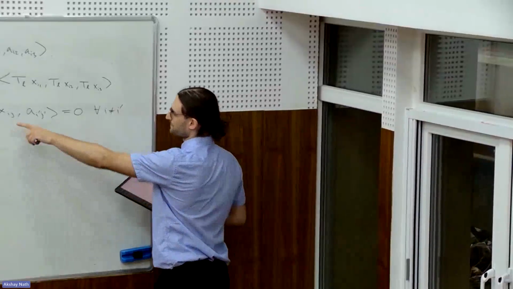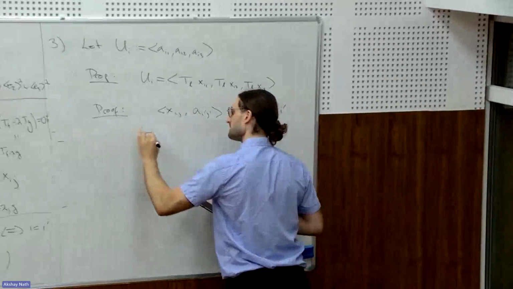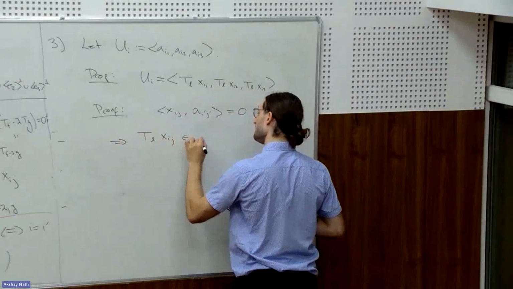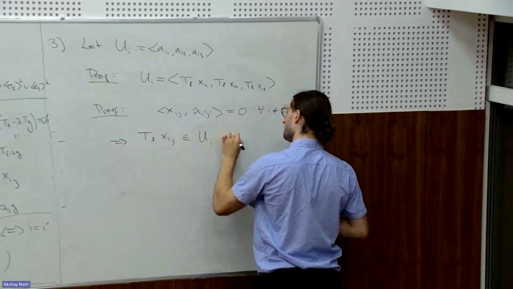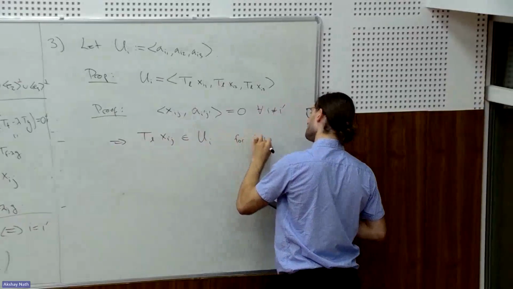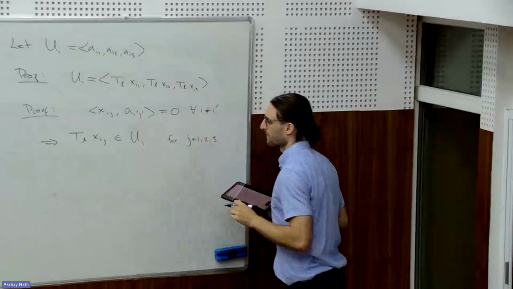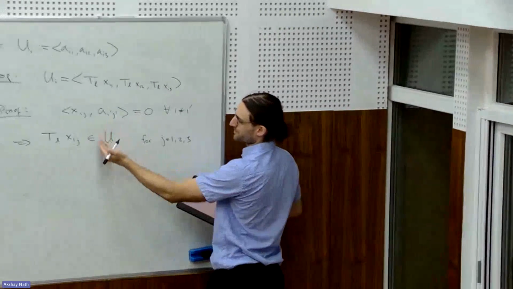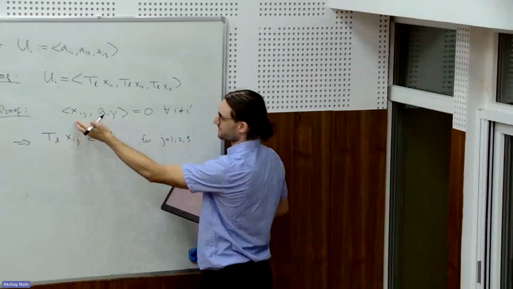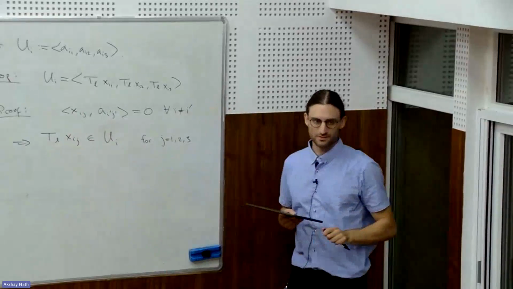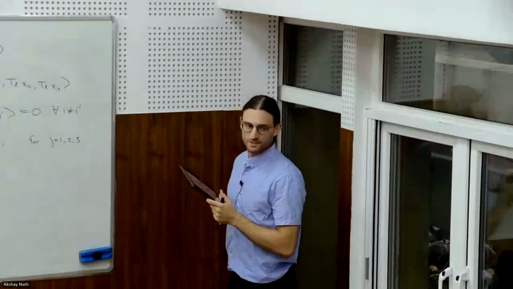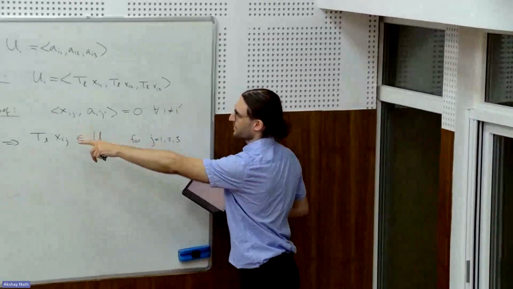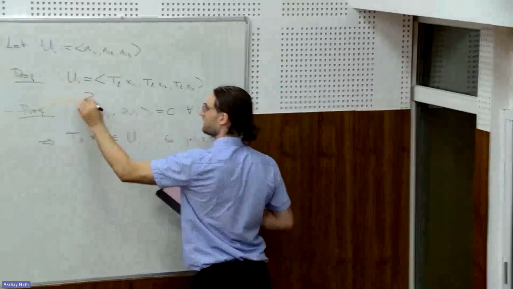Okay, so TL xij is guaranteed to be in UI for j equals 1, 2, 3, because it's zeroing out all the other terms, and the only thing left is a term that's indexed by i. It's killing everything else. Is that okay? Okay, so we have one containment.